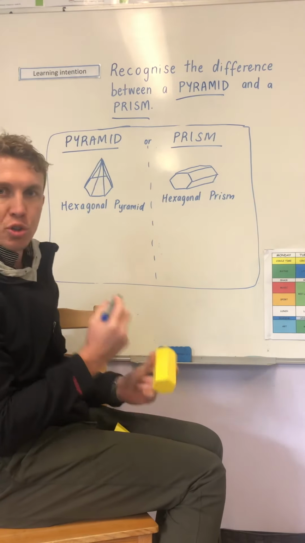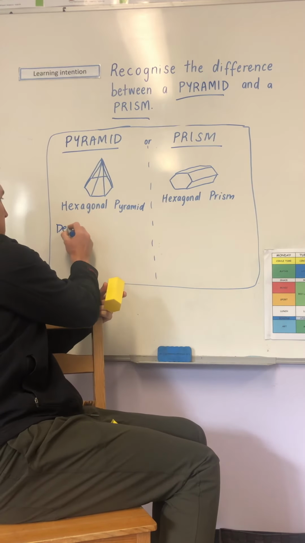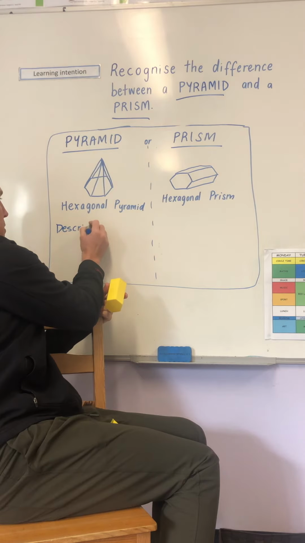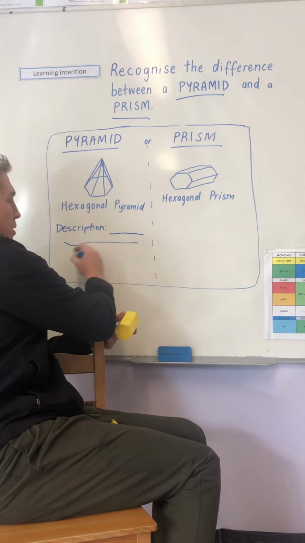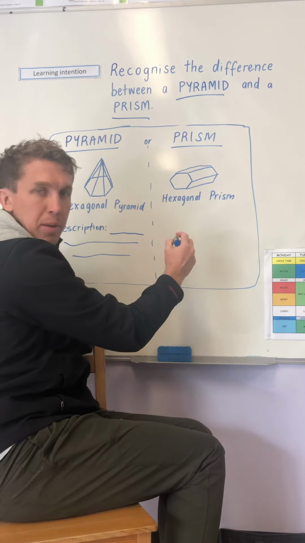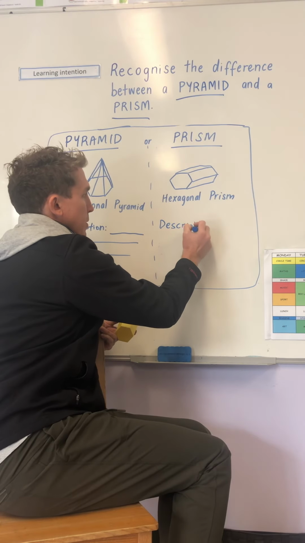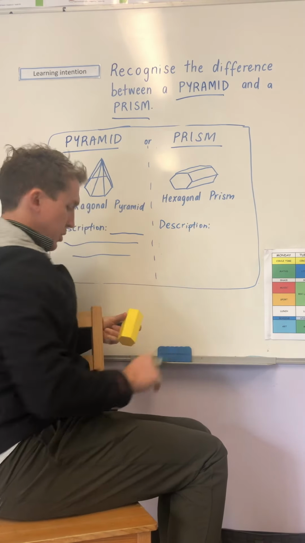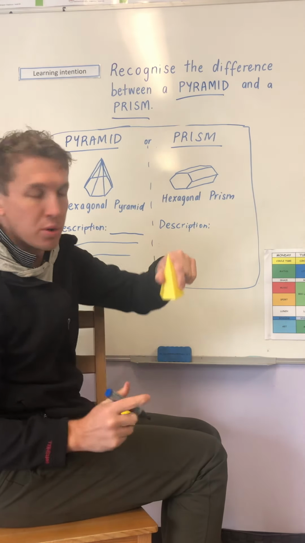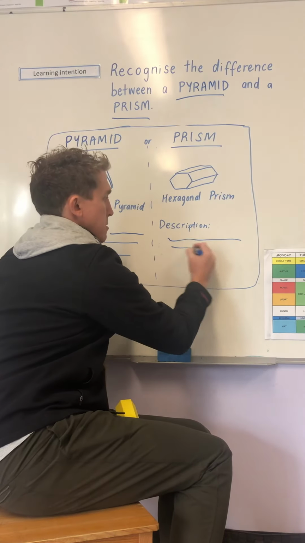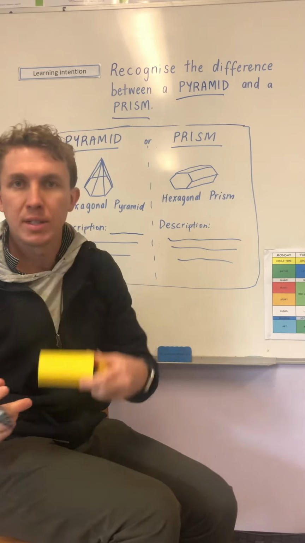What I want you to do is describe the difference. So here you're going to do a description of a pyramid, and here you're going to do a description of a prism. A written description. So you might want to say, has a shape for a base and then triangular sides which meet at a point which is called the apex, and for this one you would say the end pieces are the same and all the sides around the outside are rectangular.